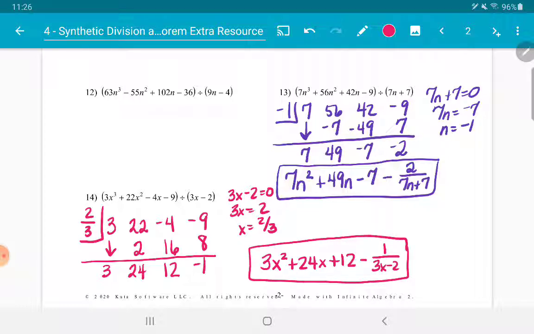Next week we'll continue to work with synthetic division and with polynomials. This is just one aspect. We'll use this to actually determine all the roots of polynomials and such. So go ahead and finish this, and then make sure you take your quiz in Edge and complete the weekly exit ticket.